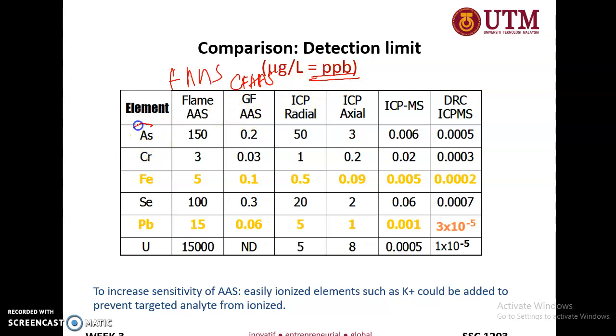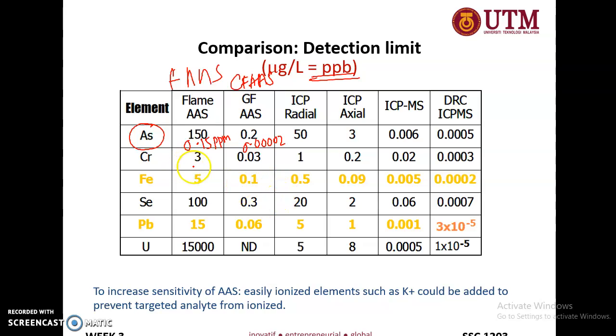For the same element, arsenic, if you use flame AAS, the detection limit is 150 ppb or 0.15 ppm. Whereas in graphite furnace, the detection limit is 0.2 ppb or 0.0002 ppm, if I'm not mistaken. So the difference is at least 1000 times lower.